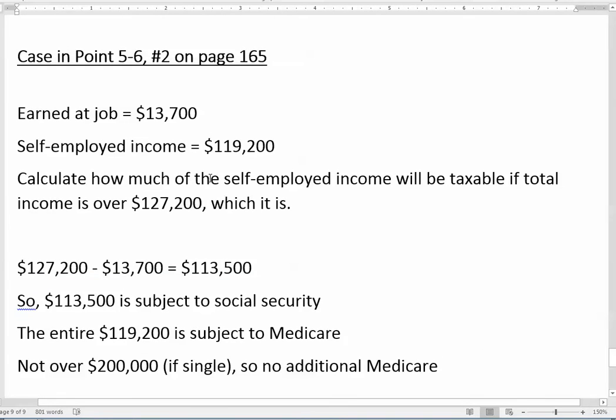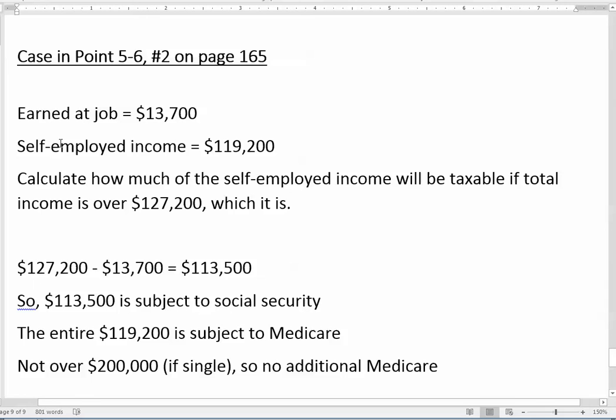Case in point number 2 on page 165. So we have Lisa Coleman. She earns self-employment income of $119,200. Aside from this self-employment, she works a second job in which she receives Social Security taxable earnings of $13,700. So we need to calculate how much of the self-employed income will be taxed if the total income is over $127,200, which it is. So we're going to take $127,200 and subtract out the part that she already paid Social Security on, which is from her job, $13,700, to get $113,500.